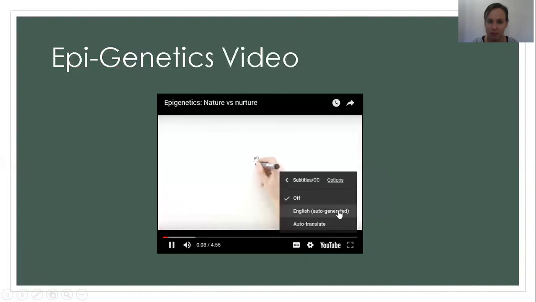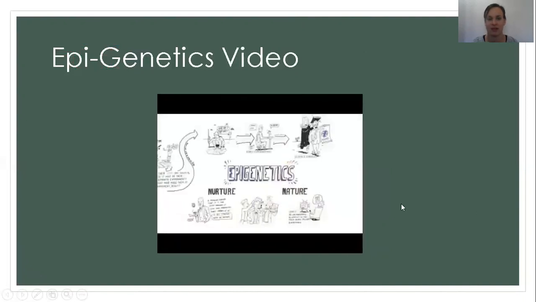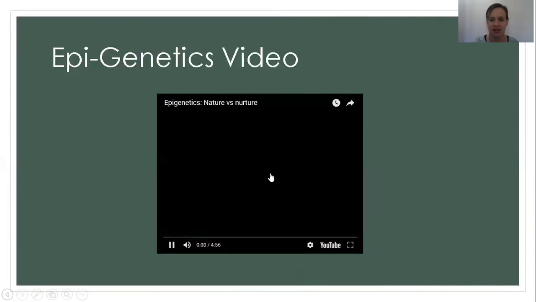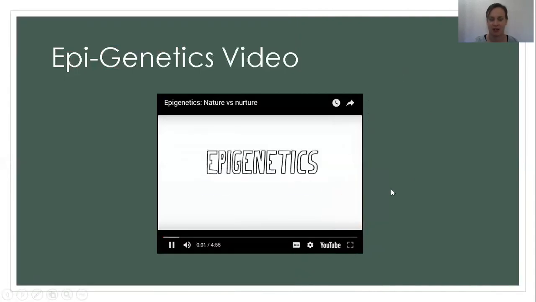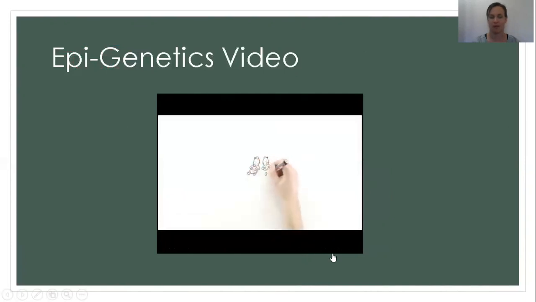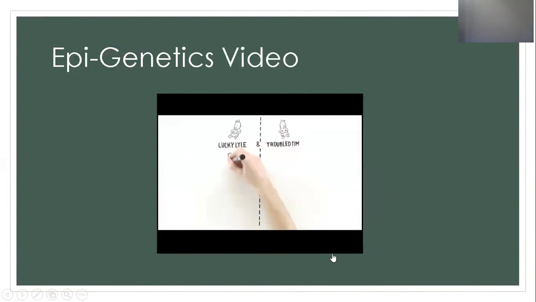Meet Lucky Lyle and Trouble Tim. Now you might think they look a lot alike. That's because they're identical twins. But imagine them being raised in completely different environments. As adults, they turn out very differently.